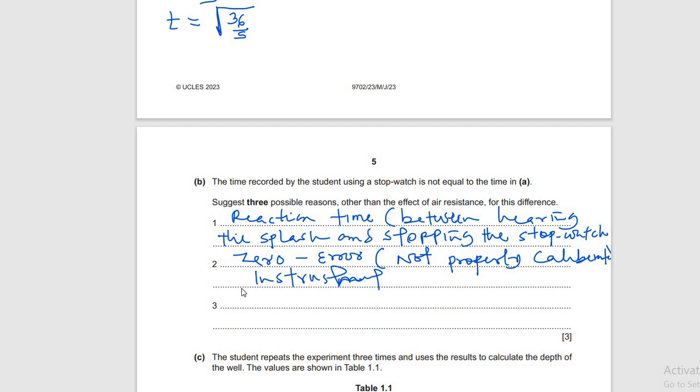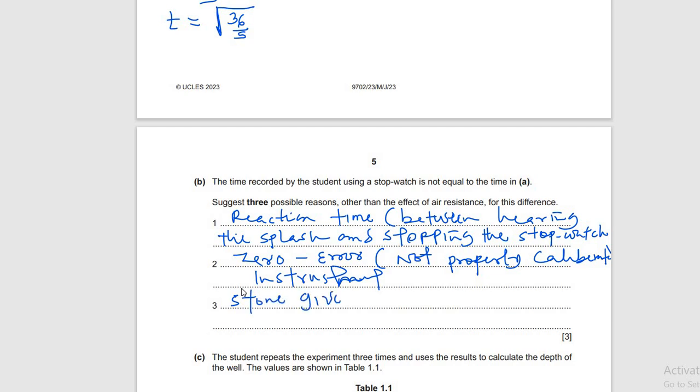Now, the third point might be assigning initial velocity for the stone. The question said the stone was released from rest, which means you're supposed to take the initial velocity to be zero. If you assign an initial velocity to the stone, the time will not be correct.